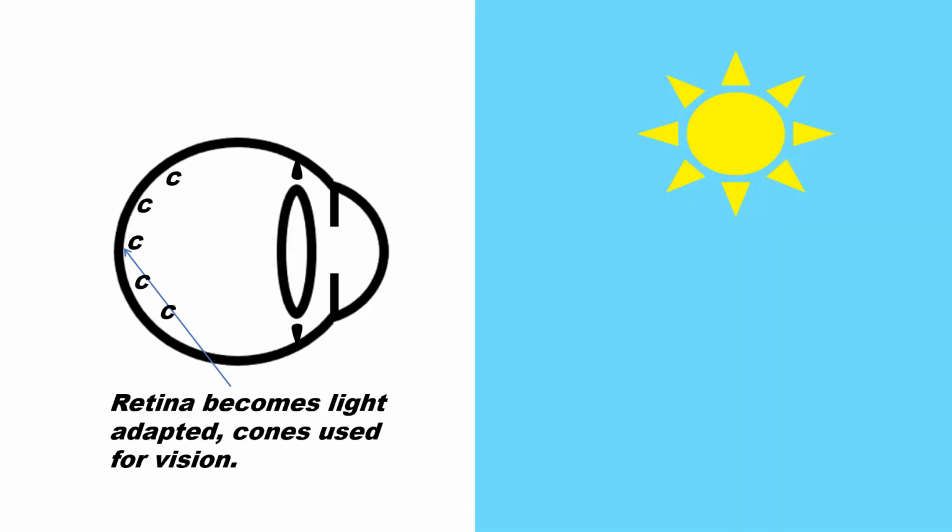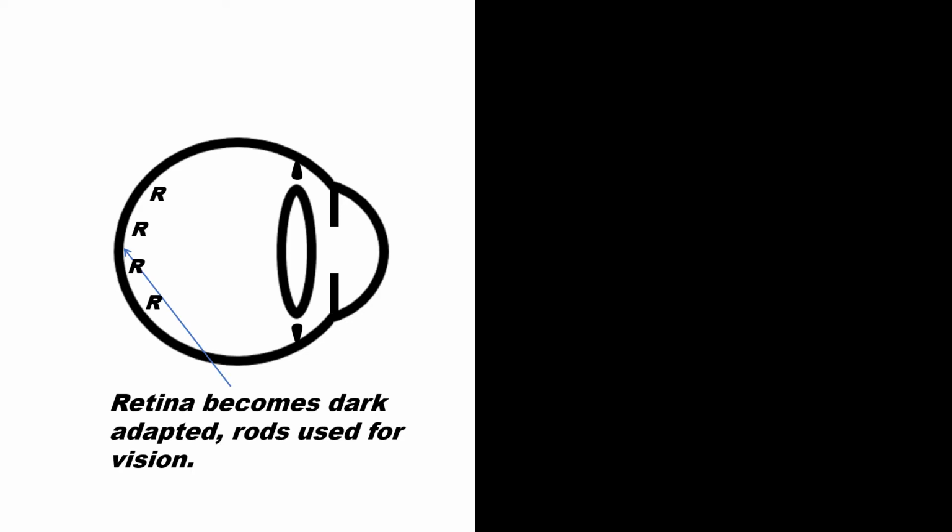When you're in bright conditions, the retina becomes light adapted and the cones are used for vision. But when you're in very dark conditions, the retina becomes dark adapted and the rods are used for vision. The process of moving from light to dark adaptation, or vice versa, takes several minutes. This is why when you first go into a very dark room, you can't see anything, but after a few minutes you can make out a lot more detail.